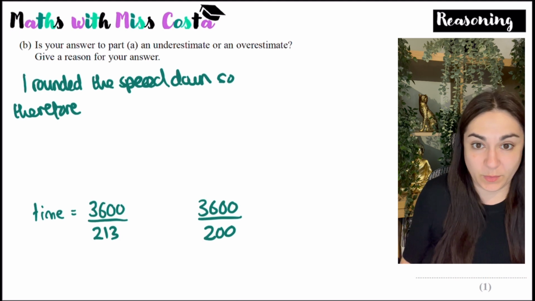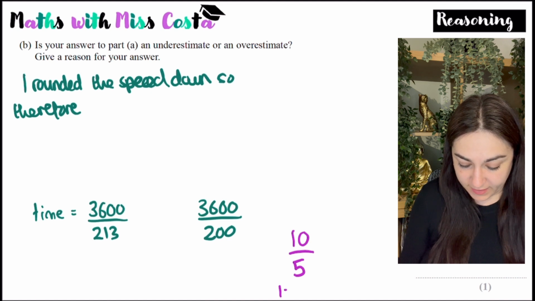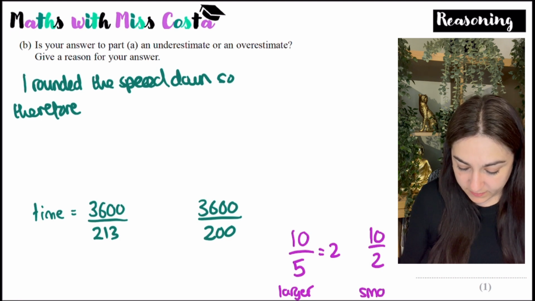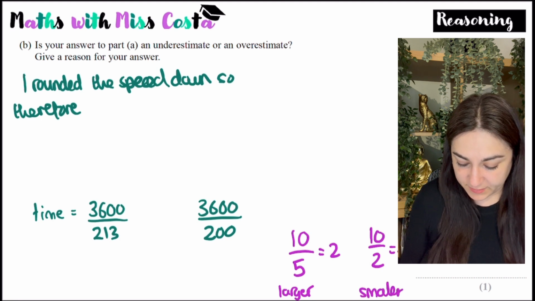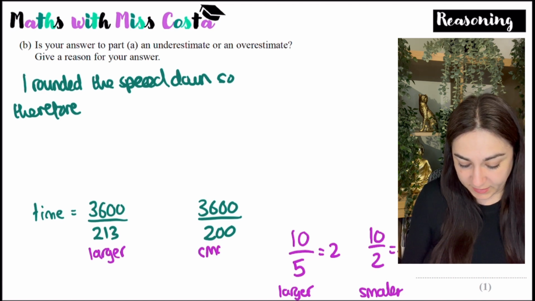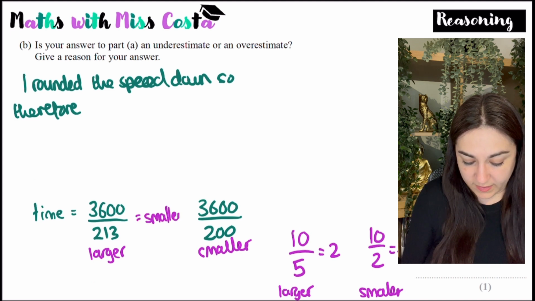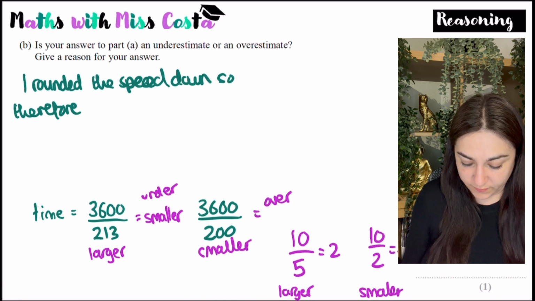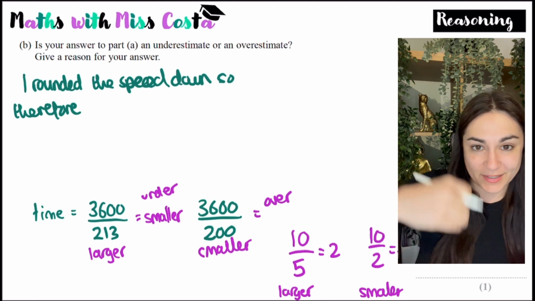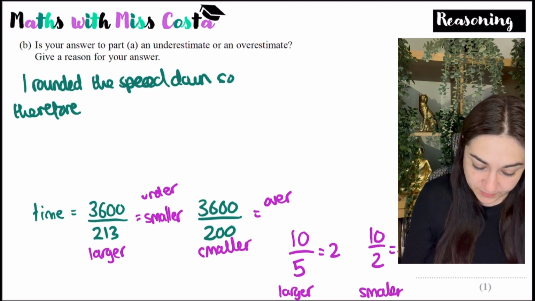And let's just think what happens when we divide by a smaller number. Let's take an easy example. So let's say 10 divided by 5 is the larger number. 10 divided by 5 is 2. If I divided by a smaller number, 10 divided by 2 is 5. I end up with a larger answer. So here, this is my larger, this is my smaller because I underestimated. So I'd end up with the smaller or underestimate here. And over here, I'd end up with an overestimate because when I'm dividing by a smaller number, I get a larger answer.